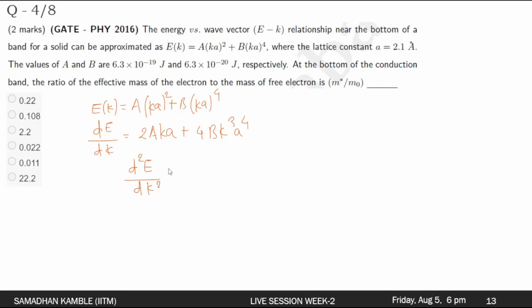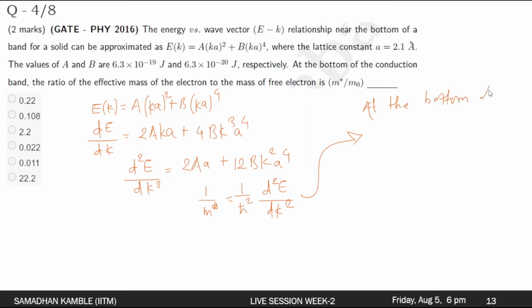We'll have d2E by dk square, which is equal to twice A times A plus 12B k square times A to the power 4. Now we know that our effective mass m star is given as 1 over h cross square d2E by dk square. So just substitute this relation in this equation. Also, the condition is given at the bottom of the conduction band, where we know that the value of k is equal to 0.